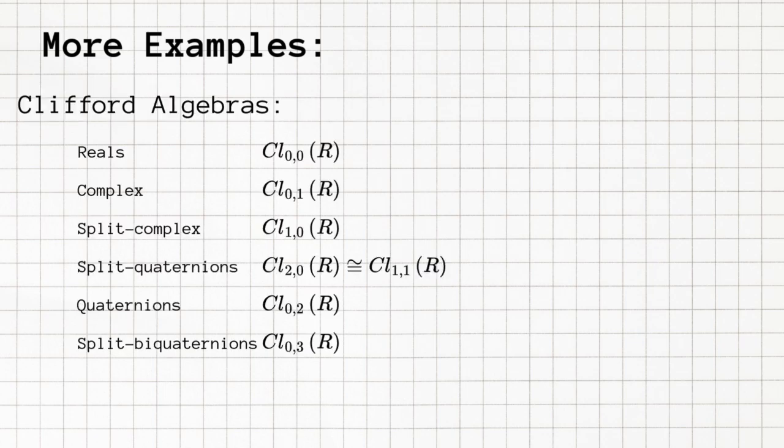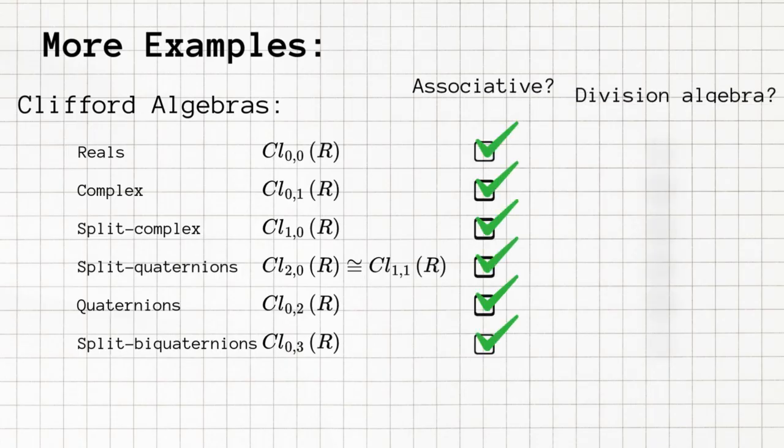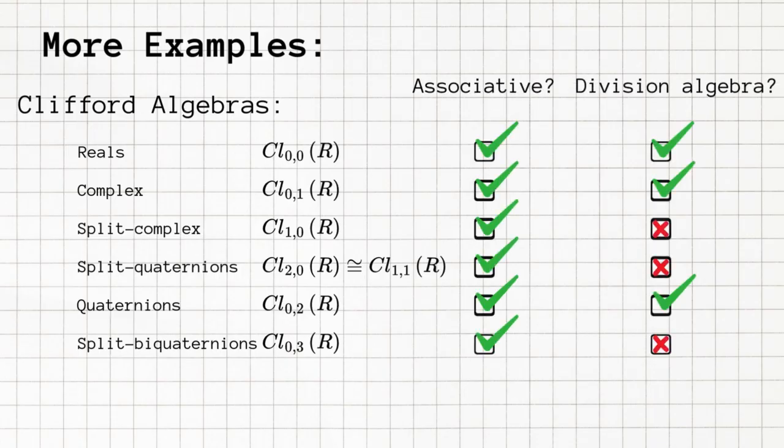Some hypercomplex numbers can also be expressed as Clifford algebras, which allows more hypercomplex numbers like the split quaternions to be defined. Clifford algebras are all associative, but not all are division algebras, meaning that division by non-zero numbers is not always possible, which makes computation difficult.